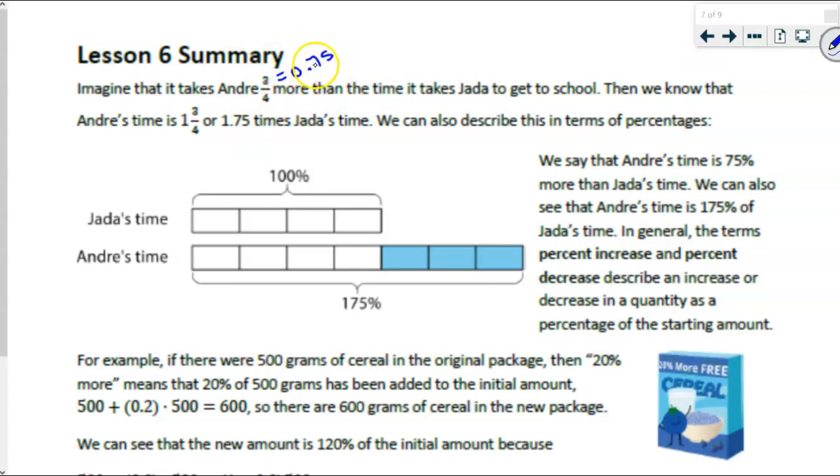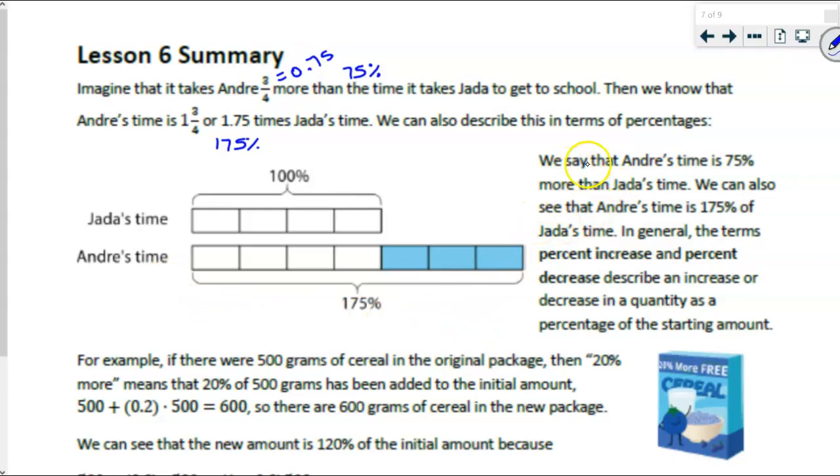So I wouldn't normally say Andre takes 3/4 more than the time it takes Jada. We probably wouldn't even say it takes her 0.75 times more. We would probably say it takes 75% more time. Therefore, we then know that Andre's time is 1 3/4 or 1.75, or even better, 175% of the time that Jada takes. Here's Jada's time. Andre takes the same amount of time plus an extra 75% more. So 175%.